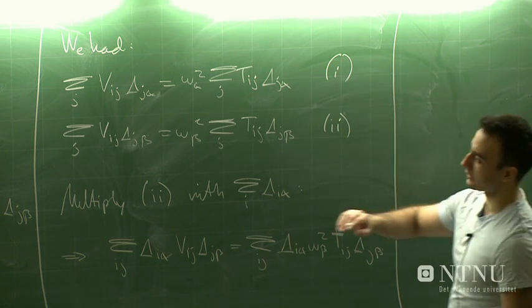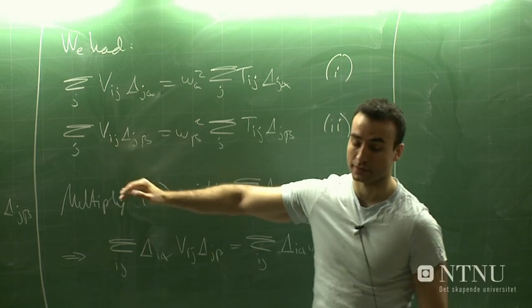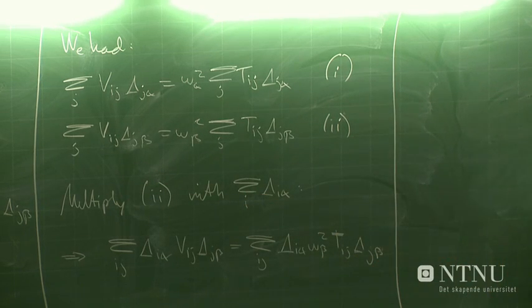And now keep in mind that these entries here for the potential energy and the kinetic energy matrix, they are symmetric. So we can always exchange the indices j and i.